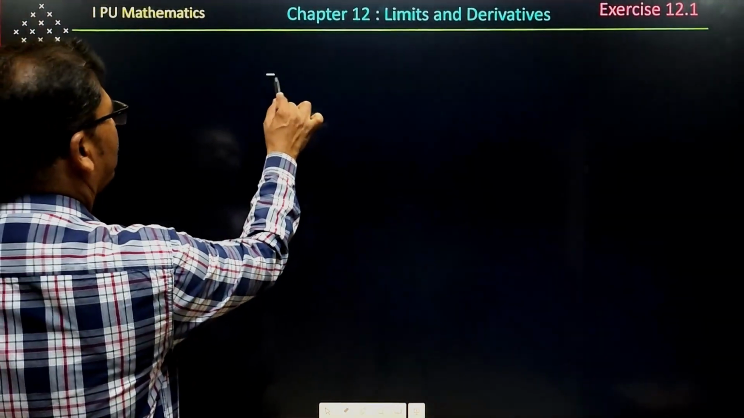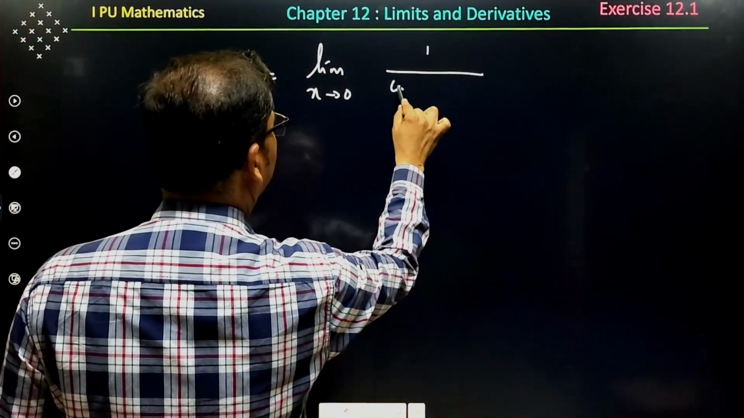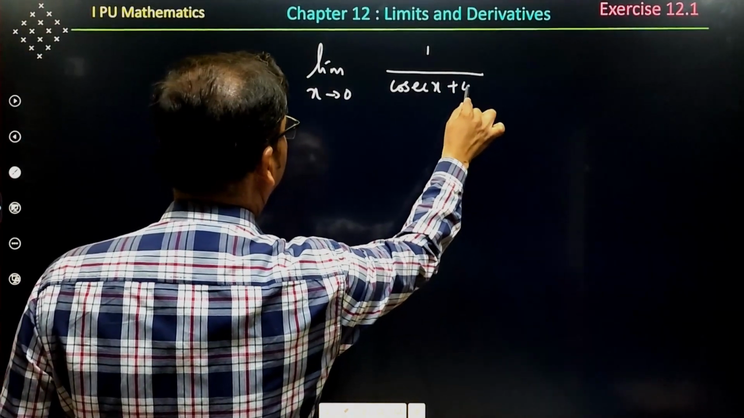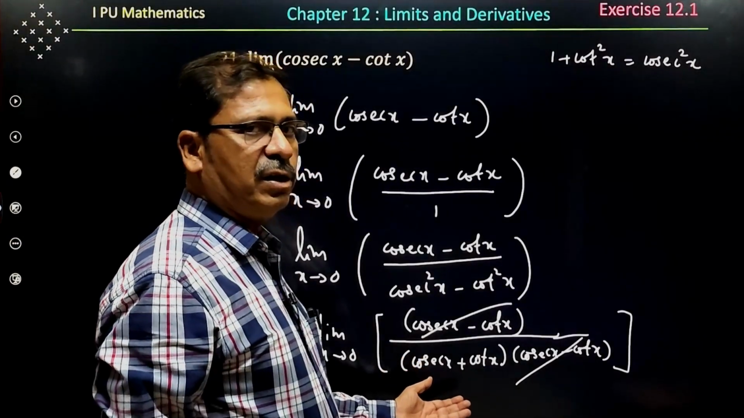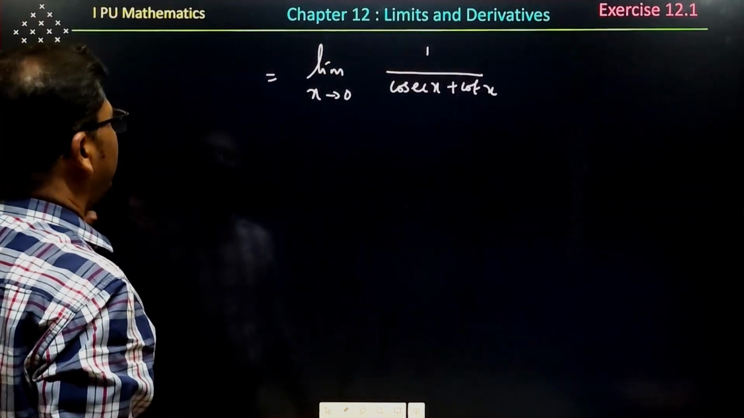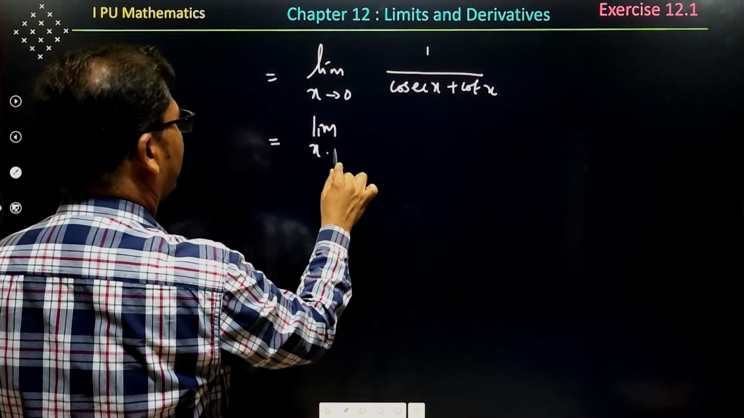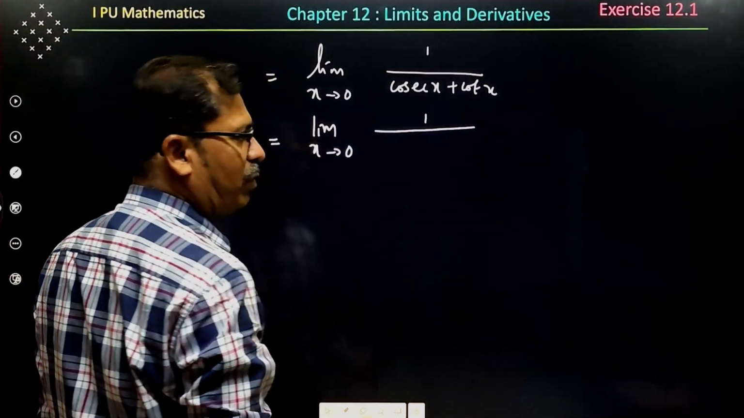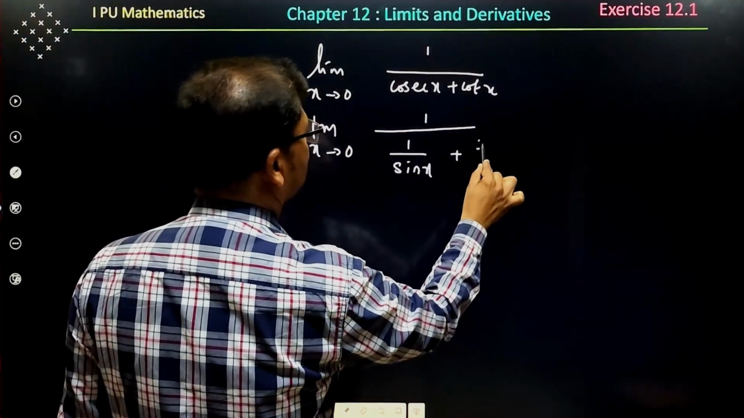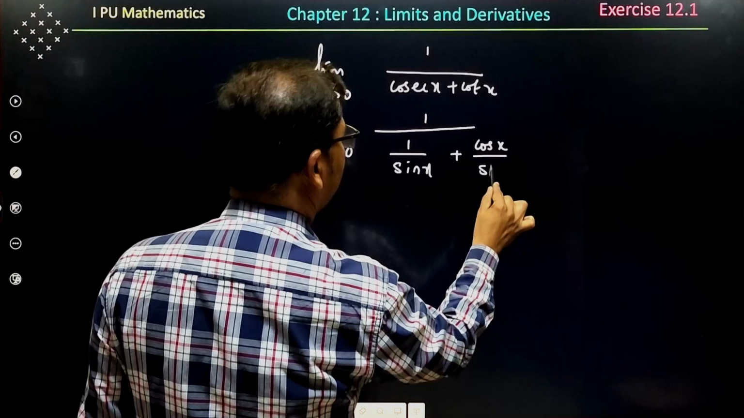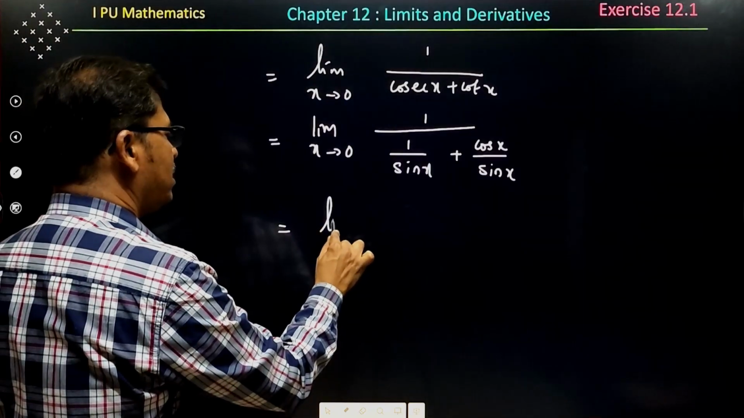This is equal to limit x tends to 0, 1 upon cosec x plus cot x. See once again, cosec x plus cot x remains in the denominator. Then again it is not defined, so it still needs to be simplified. Limit x tends to 0, 1 upon cosec x can be written as 1 by sin x. Cot x can be written as cos x divided by sin x. Sin x is the LCM, and shift that LCM sin x to the numerator.